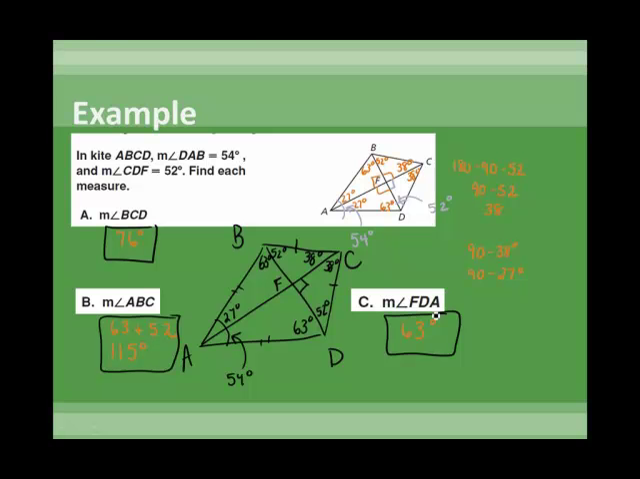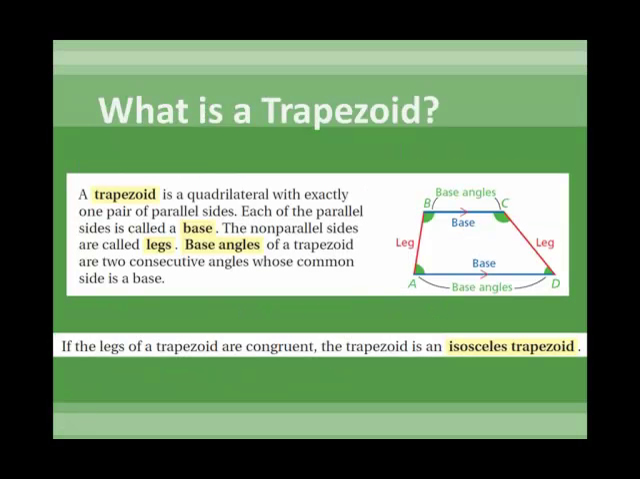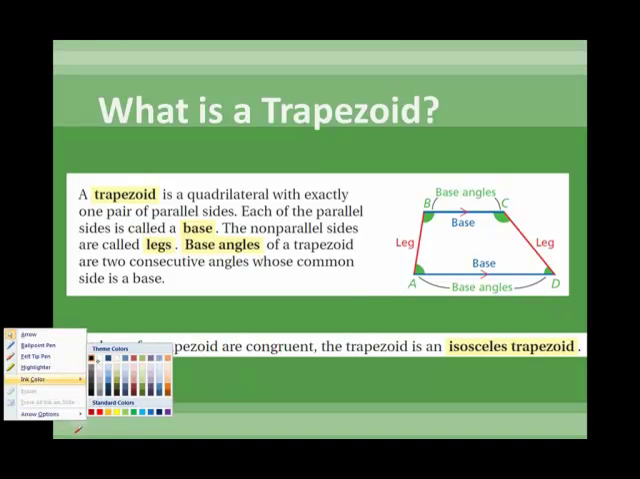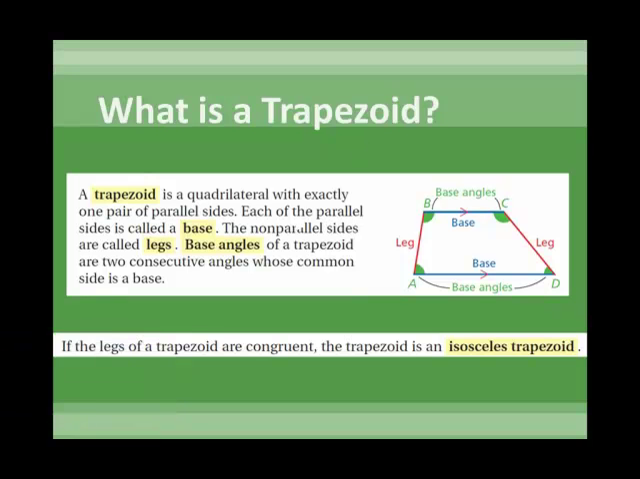No? Okay. All right, so then we went on to a trapezoid. It's a quadrilateral that has exactly one pair of parallel sides.